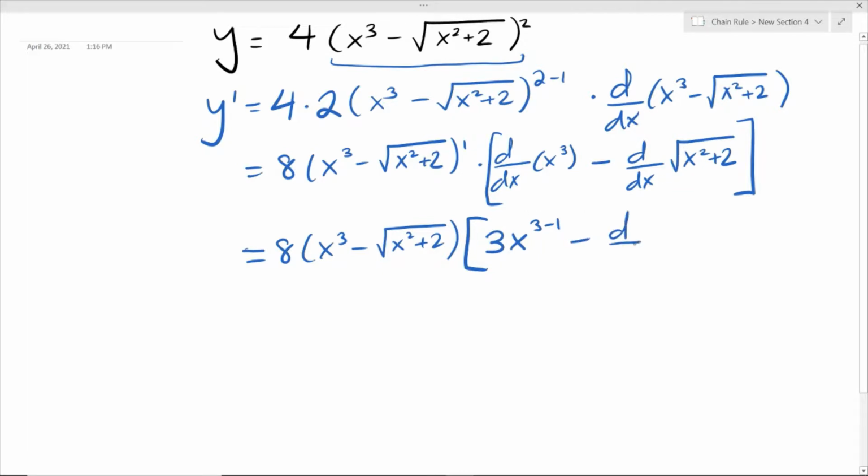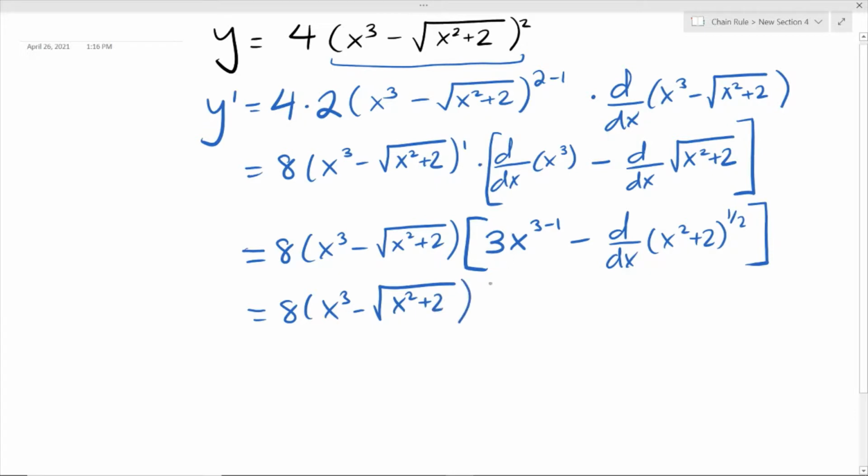So here we can recognize the derivative of this, right? This is all x squared plus 2 to the exponent of a half, because square root means that this is to the exponent of a half, okay? So now we are going to have to work on this side, okay? So just copying everything else. Here this is going to be 3x squared, because 3 minus 1 is 2.